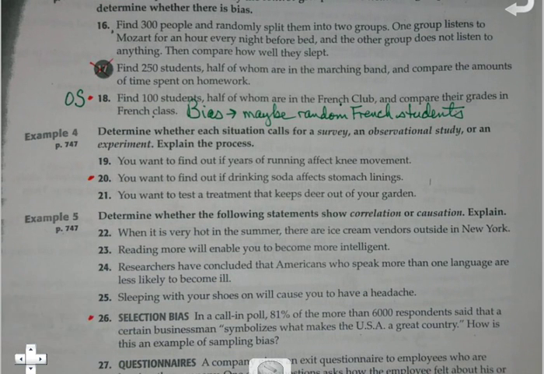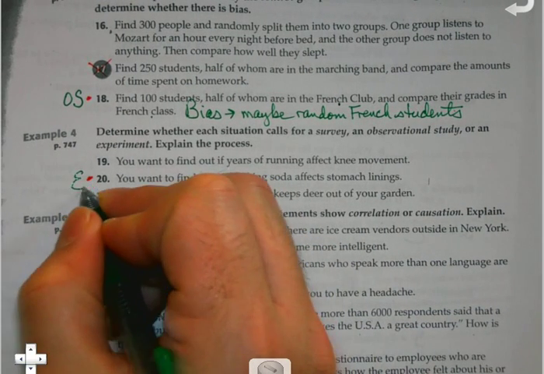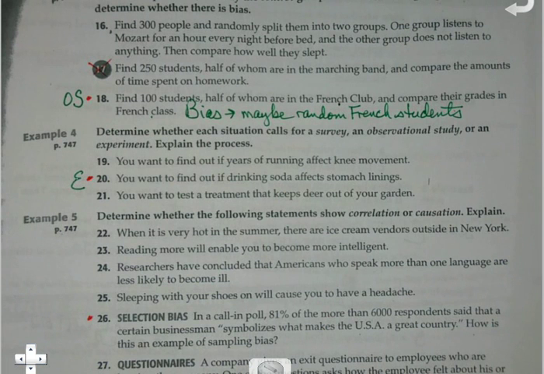Survey, observational study, or experiment. You want to find out if drinking soda affects stomach linings. Might be disgusting, but it's something we're looking into. I could see arguments for observational or experiment, but probably lean a little more towards experiment just because you need to know for certain what people are doing.